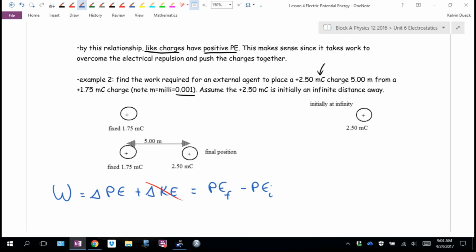So look at the picture. Is infinity our final location or our initial location? Which of these can I cross out is what I'm really wondering. Oh, so you're telling me I can do this? Nice. Now we're doing potential energy. What kind of potential energy? Not gravitational. This is electric potential energy. So I'm going to use our new equation. It's going to be k Q1 Q2 over r.